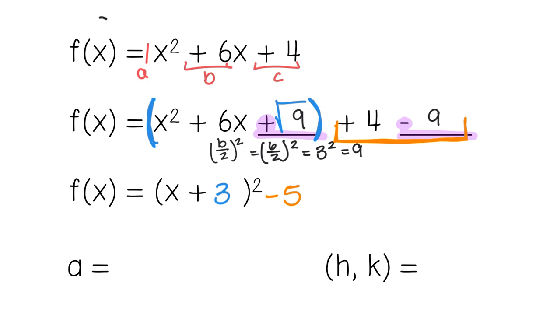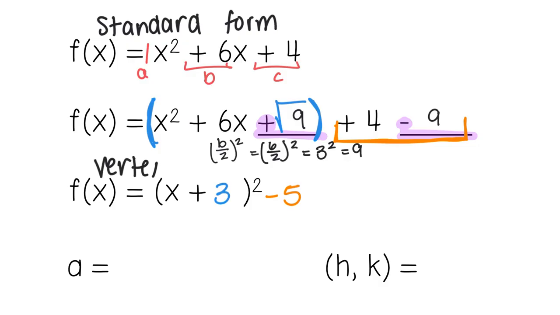Keep in mind this was standard form, and this is my vertex form. I'm done, so this would be my answer in vertex form, this entire thing. And now I'm able to answer my questions. What's my A? My A is going to be 1, because remember A is always in front. And then my H is going to be negative 3, and my K is negative 5.